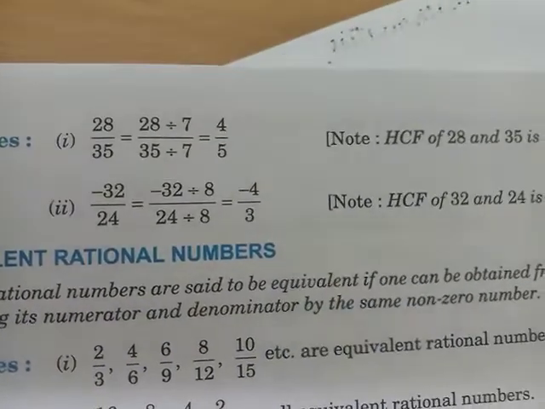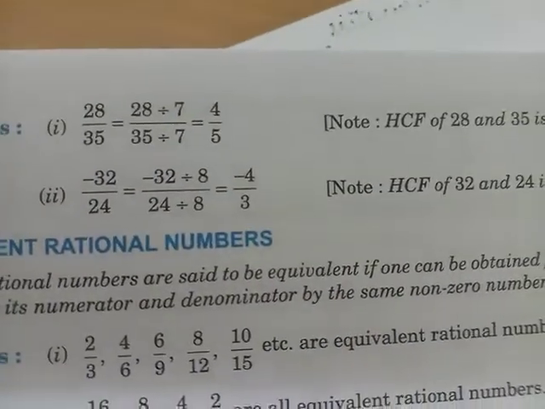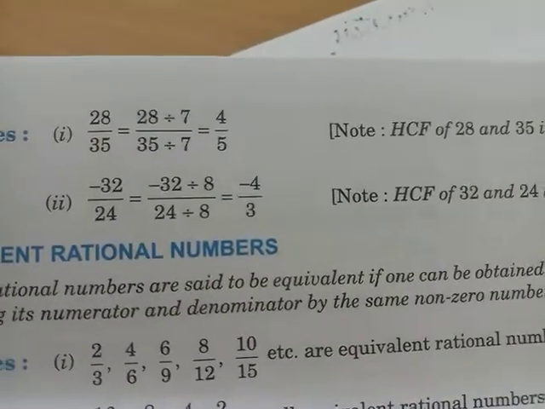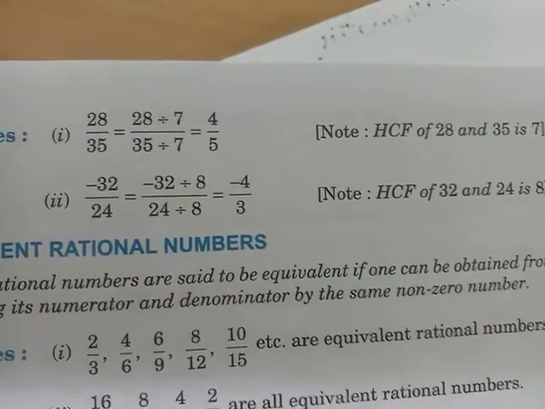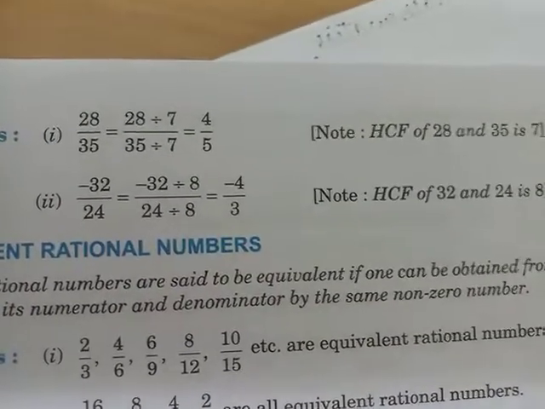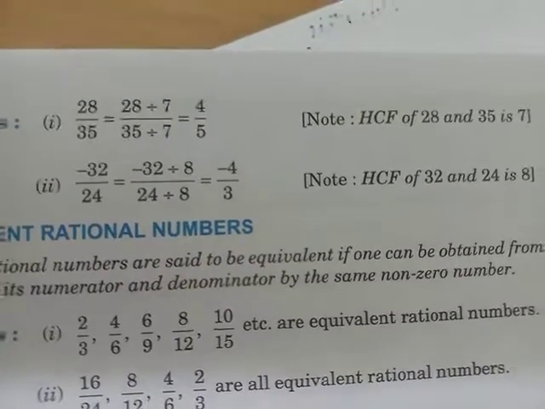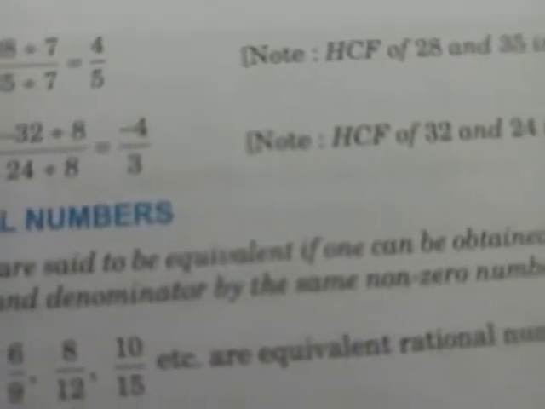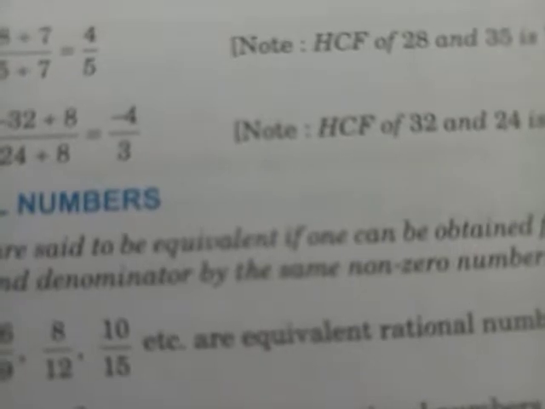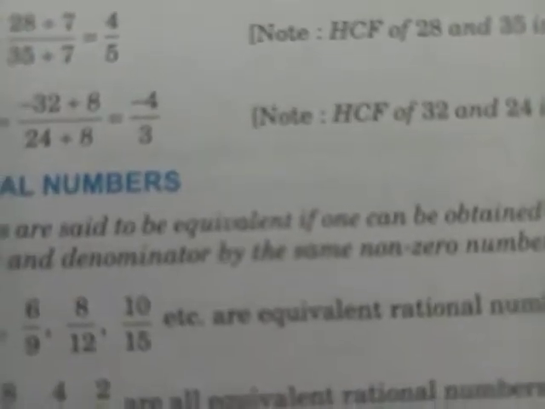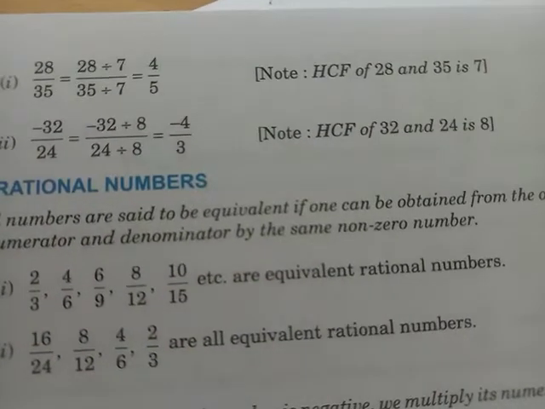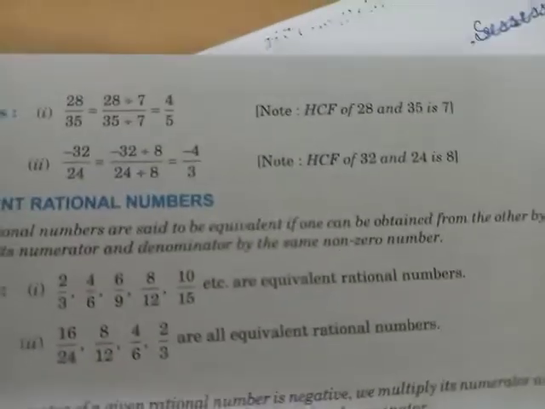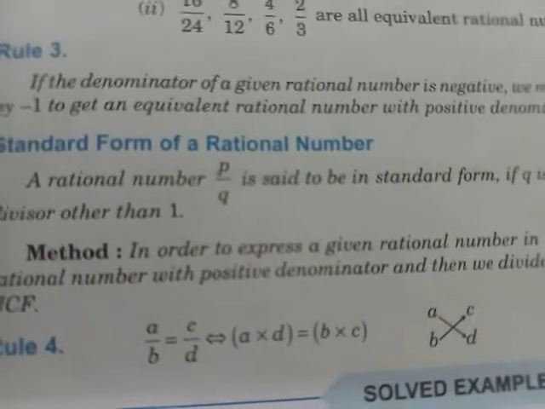So remember students, we can divide a fraction or a rational number by the same number in the numerator as well as in the denominator. So remember, multiplication or division is possible in a rational number. It should be done with the numerator as well as with the denominator. Then I come to the third rule.